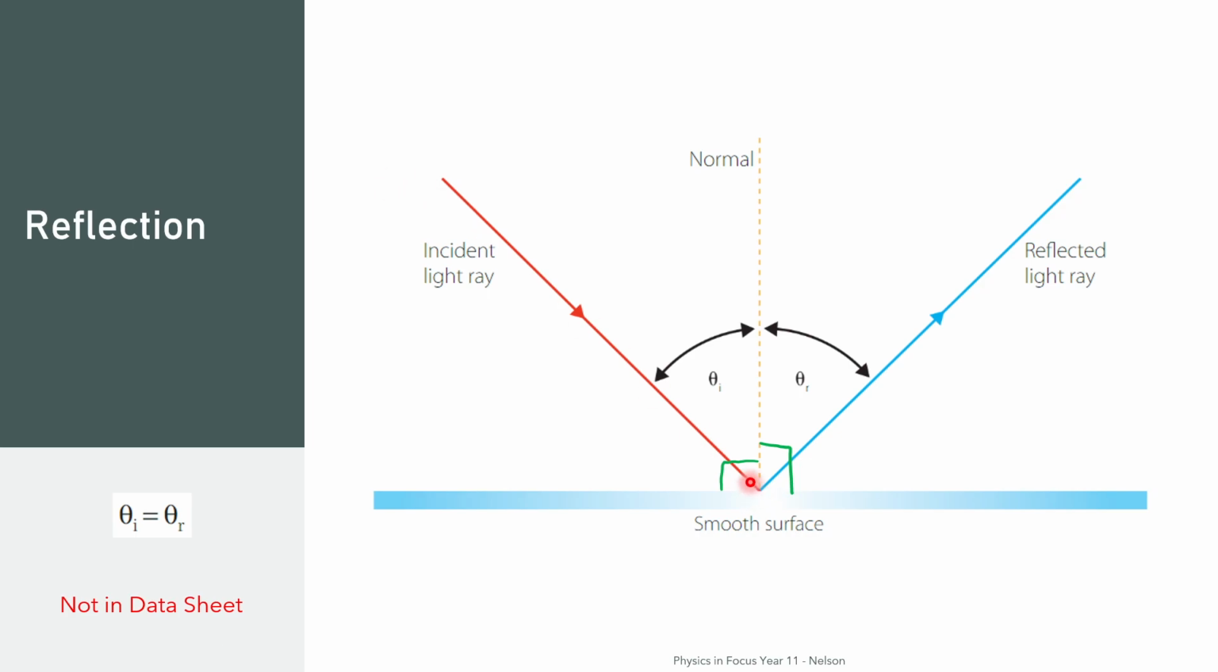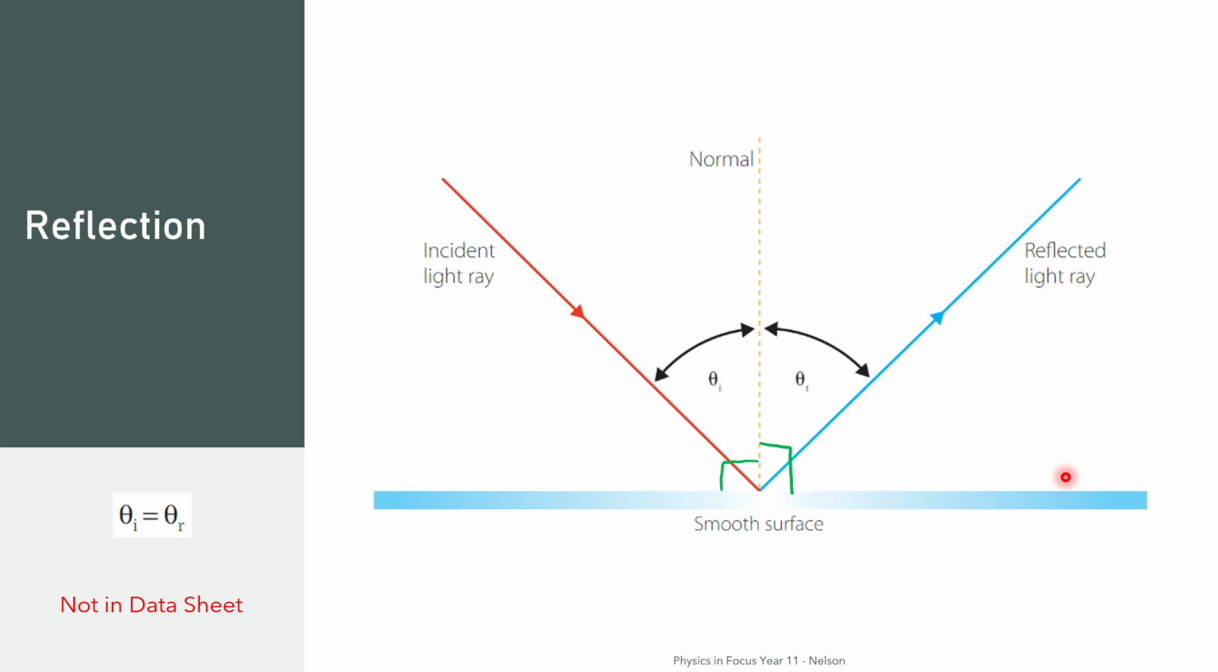So first off, quick recap of reflection. We have an incident ray and a reflected ray, and we always say that the incident and reflected ray angles are equal to each other. And that's when we're looking at the angle here that occurs in between either the incident ray or the reflected ray and the normal, which is 90 degrees to the surface from which the ray is being reflected off.